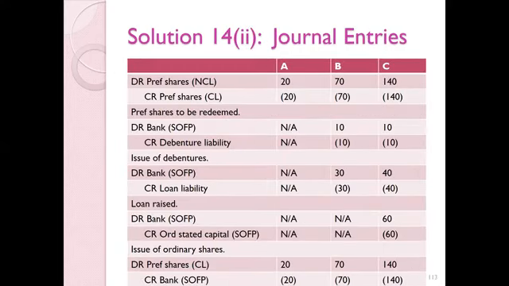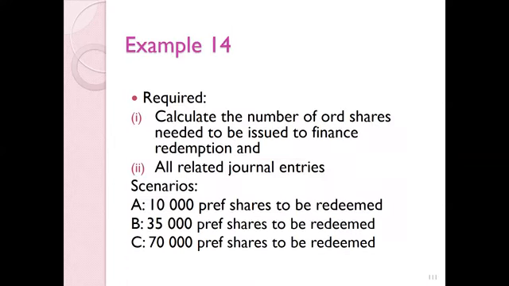We now have the full 70,000 Rand that we can use to pay for the redemption of the shares, and we credit our loan liability. Now we have the full 70,000. We can pay out and redeem those preference shares, debit the preference share current liability with 70,000 Rand, and credit bank with 70,000 Rand. Okay, we can then move on to our final scenario, which is scenario C.